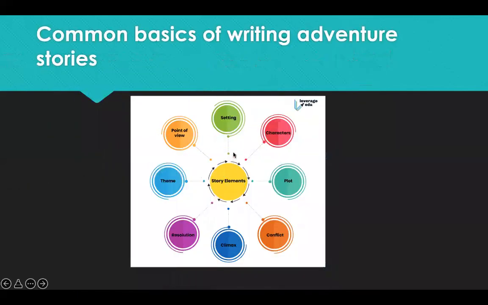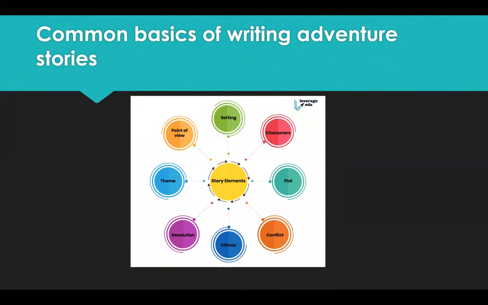Now, these are some common basics of writing adventure stories. So basically, they're called story elements, but I just wrote common basics. Okay, so setting. There always needs to be a setting, which we just discussed. And now the characters, like Leah. Let's do Leah and Emmy. Those are my two characters.